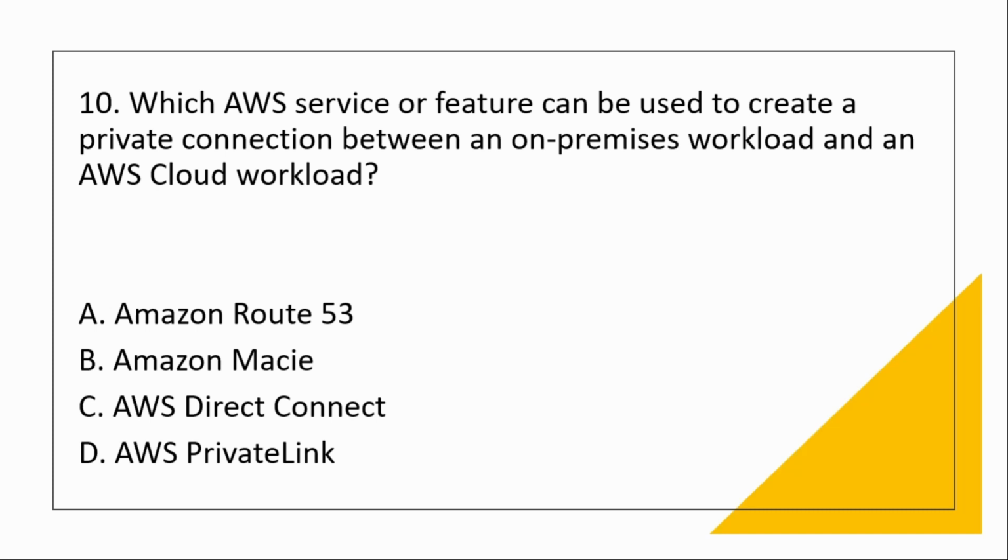So now they have said private connection between on-premise and AWS cloud. When you want to have private connection within AWS, not about on premises and cloud, then go for private link. If you have on premises and cloud, then go for direct connect.